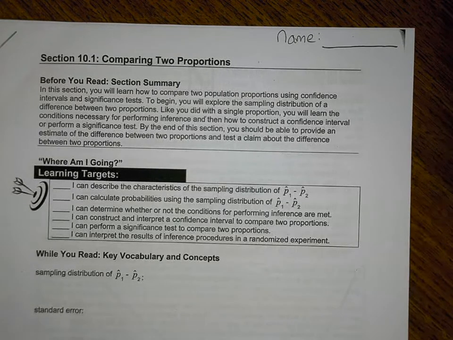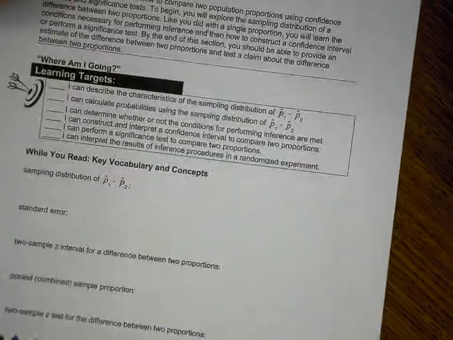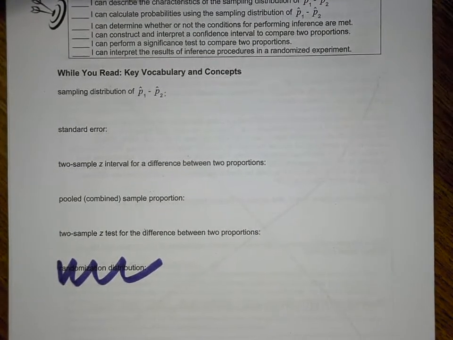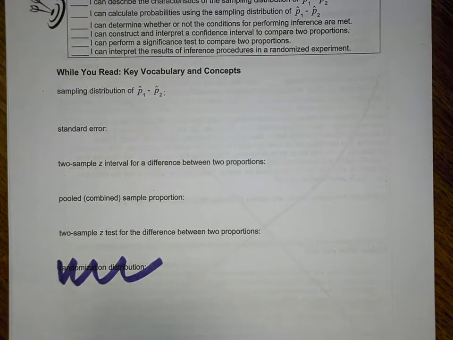These are notes for section 10.1, comparing two proportions. Please read the section either before or after you go through these notes with me so that the information sinks in just a little bit more for you. We have our learning targets. There's some vocabulary here. Sampling distribution of p hat 1 minus p hat 2.